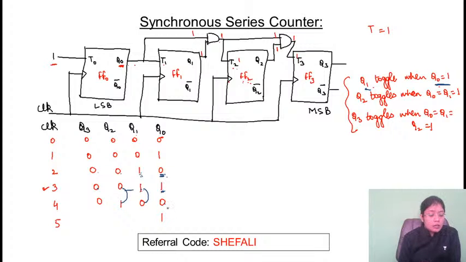We can design the counters. I'll be going to the designing of counters in the next slide. Let's discuss this, how to note down the output, and after that we'll move on to the design of synchronous counters. And I'll be taking 2 to 3 examples with different flip-flops. D flip-flop, T flip-flop, JK flip-flop and so on.